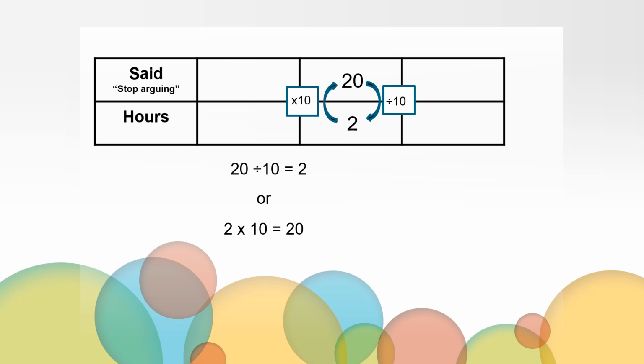You might have used either of these relationships, multiplication or division, to figure out how many times Mom said, "Stop arguing with your sister" in 9 hours. I can use that relationship to see that in 1 hour, Mom said stop arguing 10 times, and that in 9 hours, Mom said stop arguing 90 times.